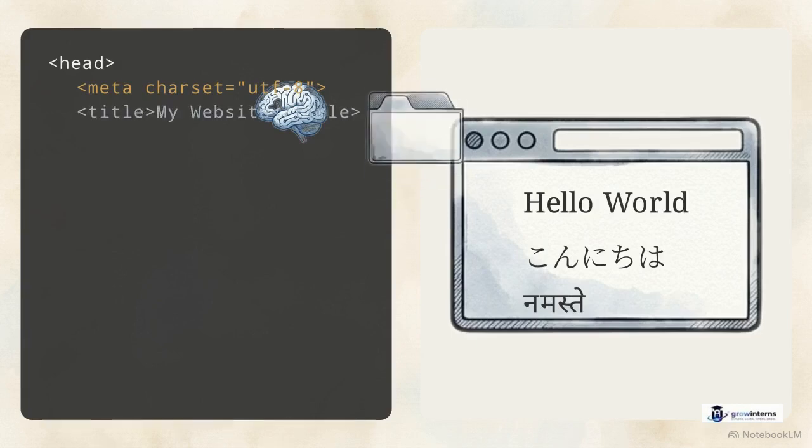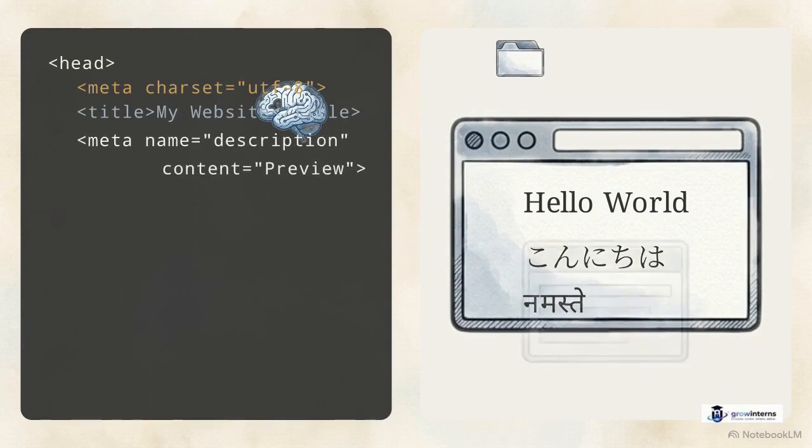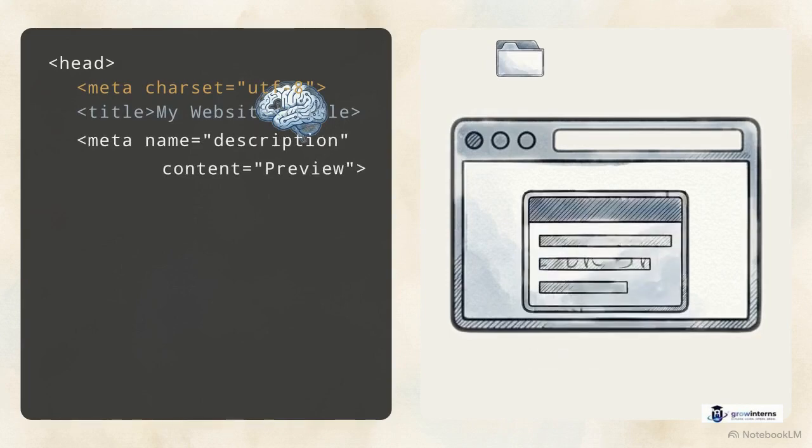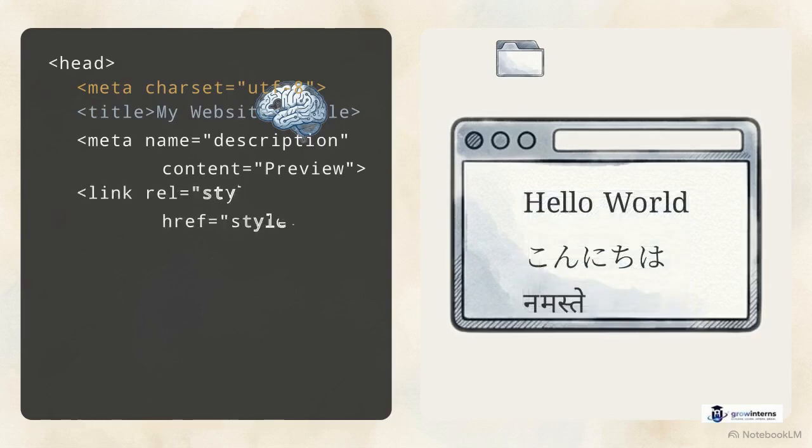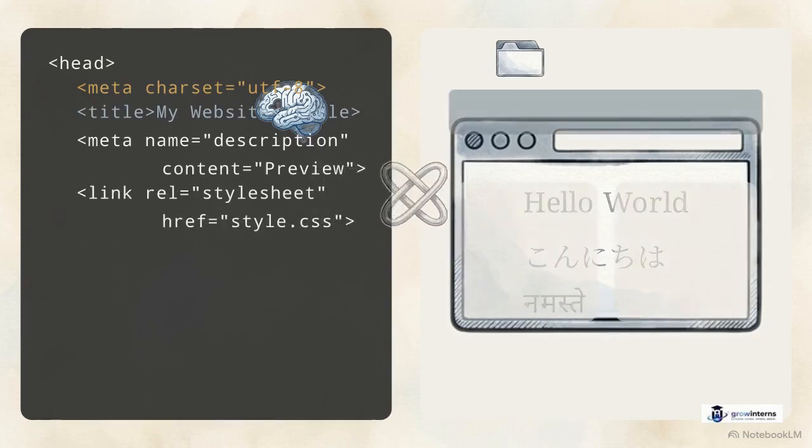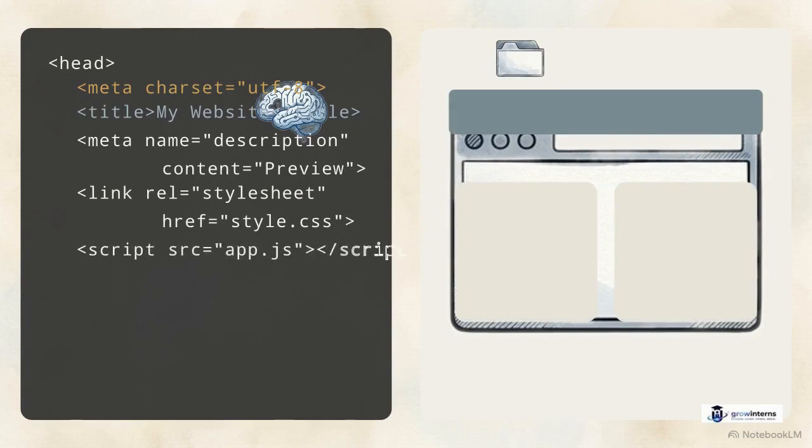Next, add the title tag to populate the browser tab. We also define a meta description, used by search engines to generate preview snippets. For styling, we link external CSS using a link tag. To add interactivity, we attach JavaScript using a script tag.